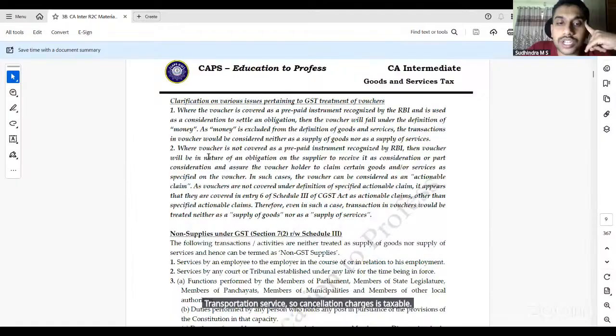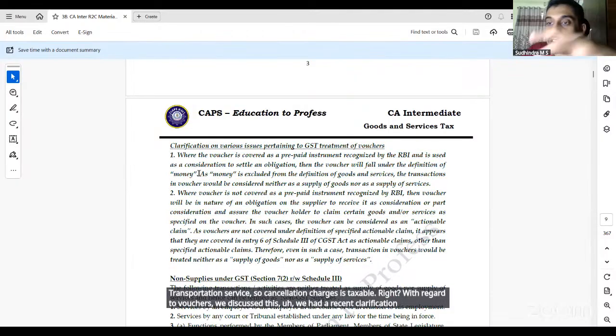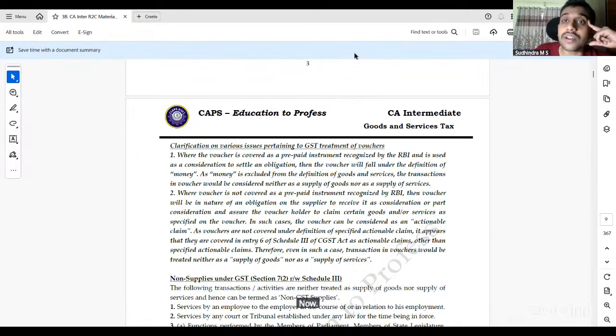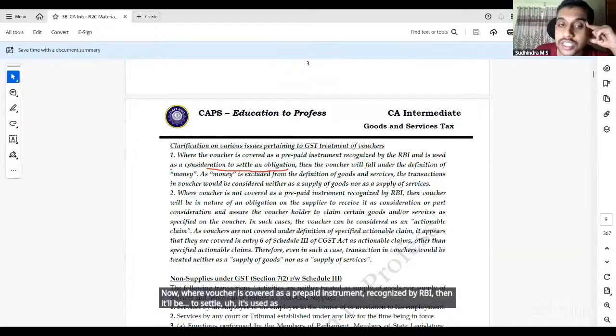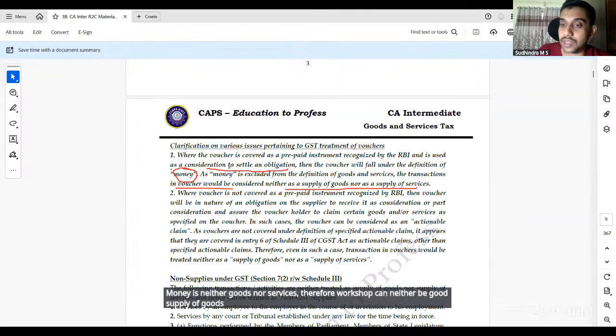Right. With regard to vouchers, we discussed this. We had a recent clarification. Since the recent amendment, it's part of the material. Now, where a voucher is covered as a prepaid instrument recognized by RBI, it is used as a consideration to settle an obligation. It is considered as money. Money is neither goods nor services. Therefore, a voucher can neither be supply of goods nor supply of service.